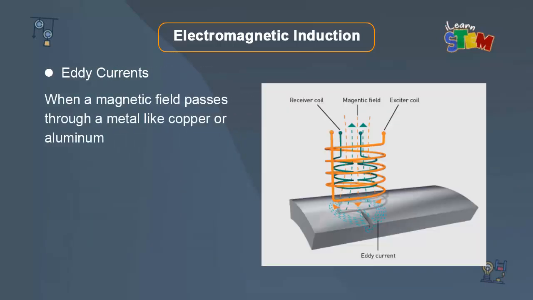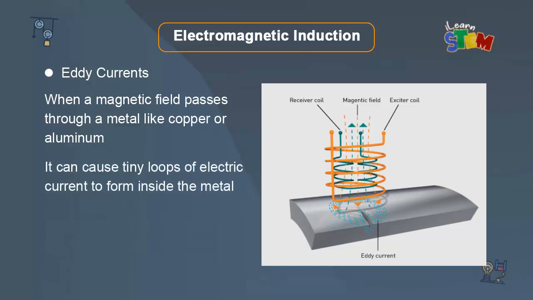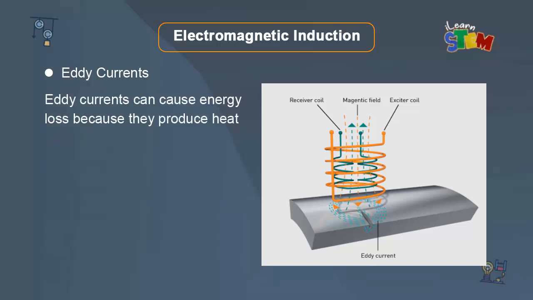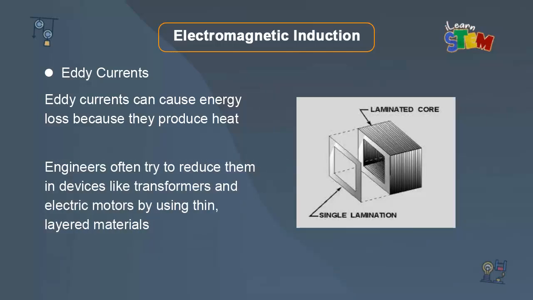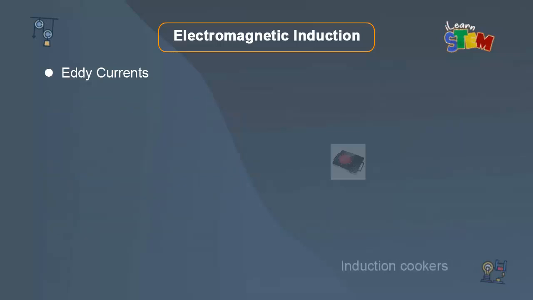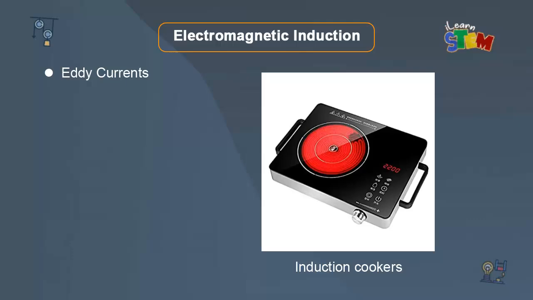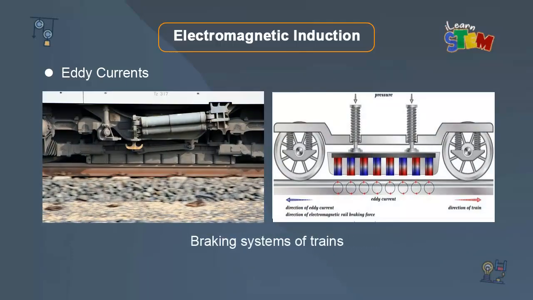Eddy currents. When a magnetic field passes through a metal like copper or aluminum, it can cause tiny loops of electric current to form inside the metal. These loops are called eddy currents. Eddy currents can cause energy loss because they produce heat. That's why engineers often try to reduce them in devices like transformers and electric motors by using thin, layered materials. However, eddy currents are also very useful in some situations, like in induction cookers, where they help generate heat to cook food, or in the braking systems of trains, where they help slow down the train smoothly.